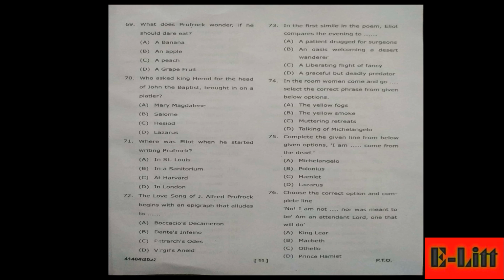B. Where was Eliot when he started writing Prufrock? He was at Harvard. At that time, he was only 22 years old, friends. The Love Song of J. Alfred Prufrock begins with an epigraph that alludes to. The correct answer is Dante's Inferno. Next question. In the first simile of the poem, Eliot compares the evening to. The correct answer is A, a patient etherized upon a table.